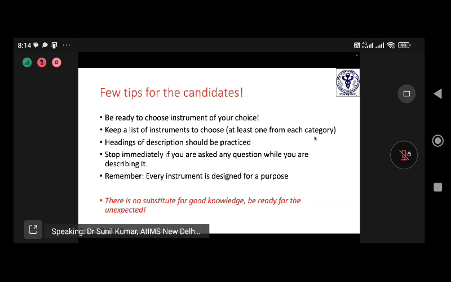So when you are prepared to choose an instrument, you search for that, pick up an instrument, calm down, and then start a description. So be ready with a list of instruments which you are going to choose. It's not that only one, but at least 4 or 5 of them, and at least one from each category, so that whenever you are given an option to choose, you are ready and confidently you are doing that.